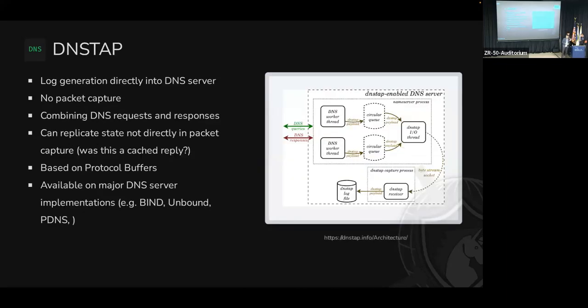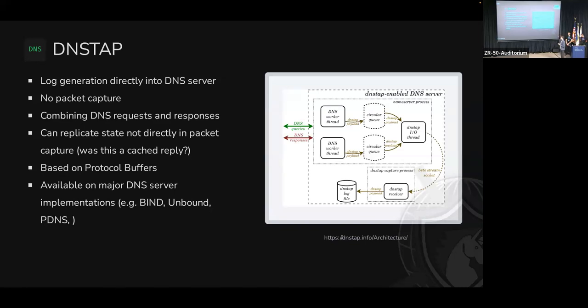So let's focus a little bit on DNSTAP and exactly on the things that were already mentioned before. This is a log generation utility that is directly implemented into DNS servers. This is the example of BIND, and I blatantly took this picture from the DNSTAP architecture webpage. What happens here is that our main idea of getting logs from DNS is that we have an output from our DNS server, and then that's all. But this is making it pretty difficult for us to combine queries and responses.